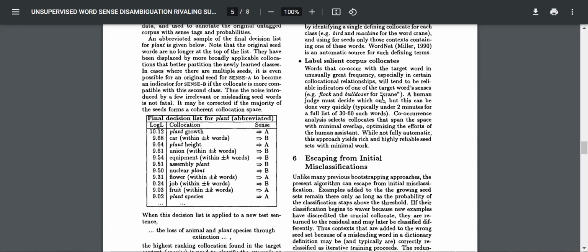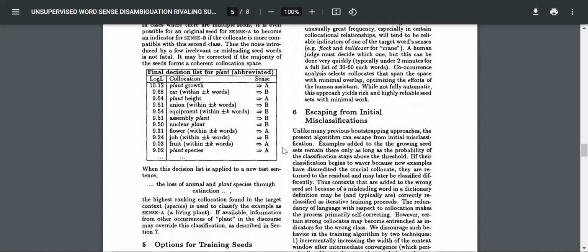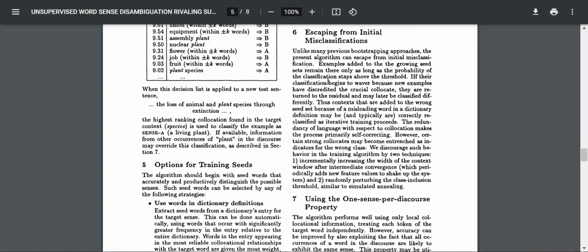So typically under 2 minutes for a full list of 30 to 60 such words. Co-occurrence analysis selects collocates that span the space with minimal overlap, optimizing the efforts of the human assistants. While not fully automatic, this approach yields rich and highly reliable sets with minimal work. So they've described three ways to get the initial set of seeds.